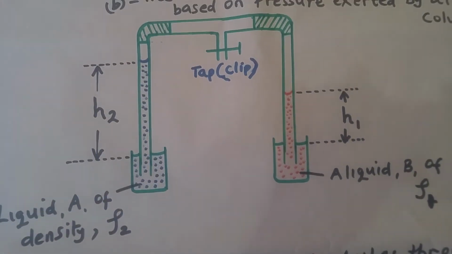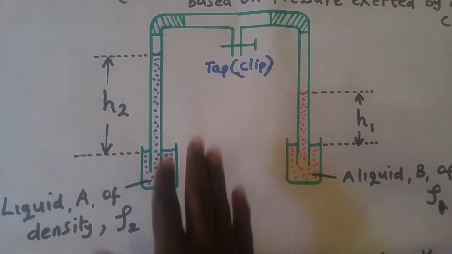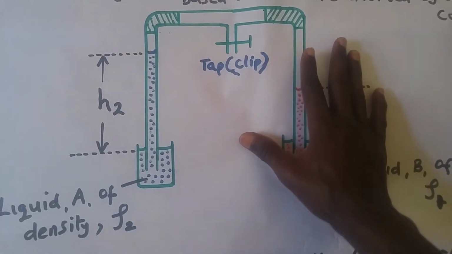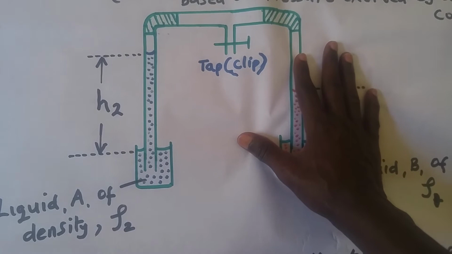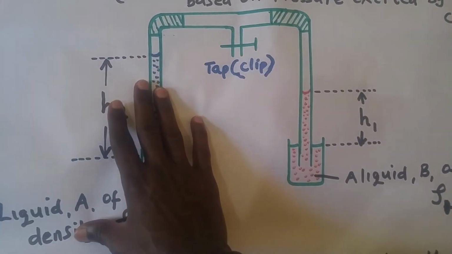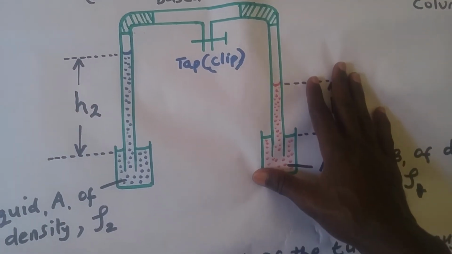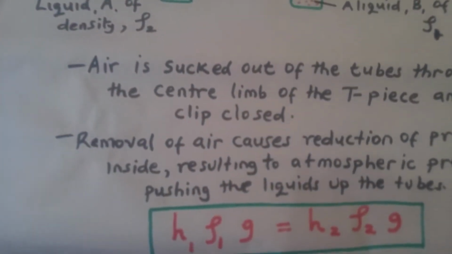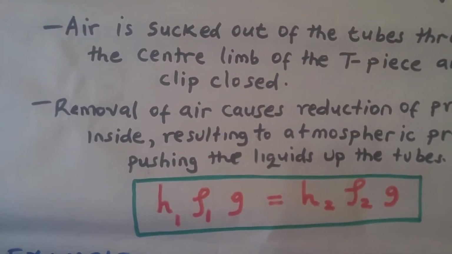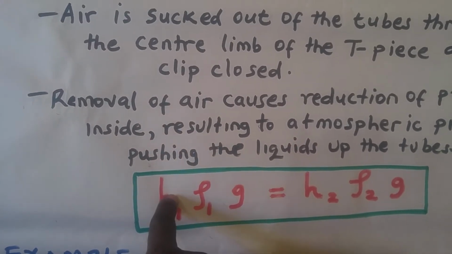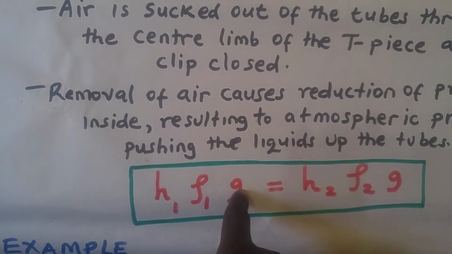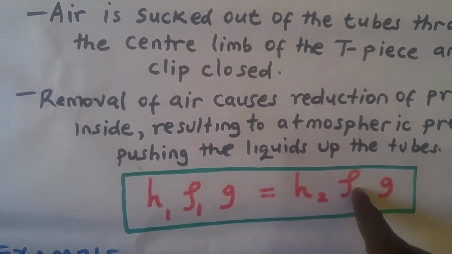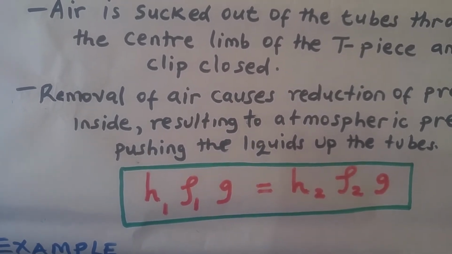How do you compare the densities? You will say the pressure of this liquid must be equal to the pressure of this liquid. So the pressure of liquid A is equal to the pressure of liquid B. Now, since they are both liquids, remember how do we get pressure in liquids? You get height times density times acceleration due to gravity. So this one also, height times density times acceleration due to gravity.